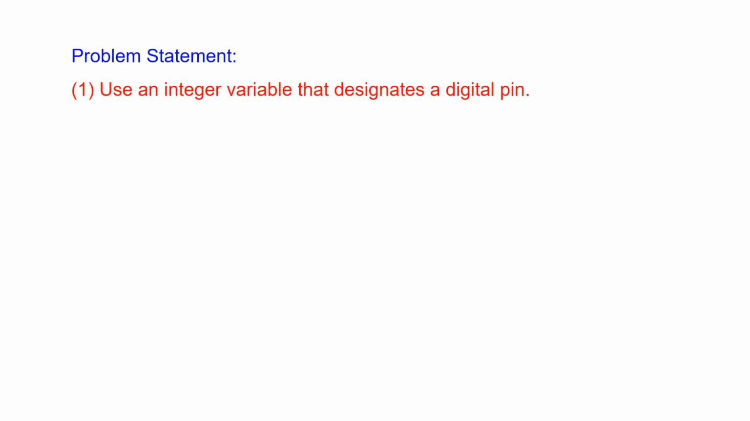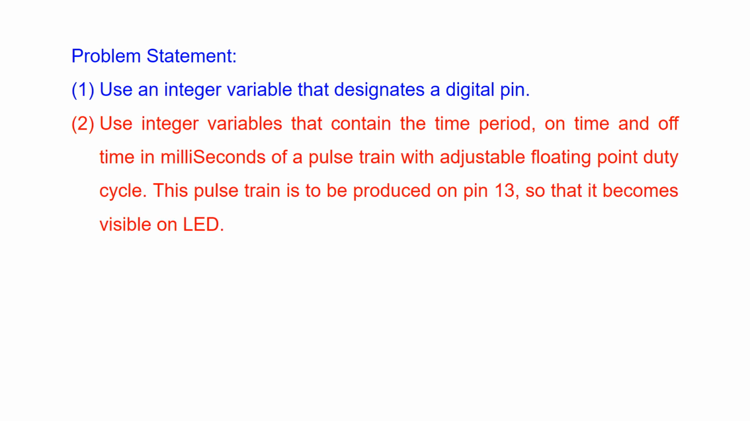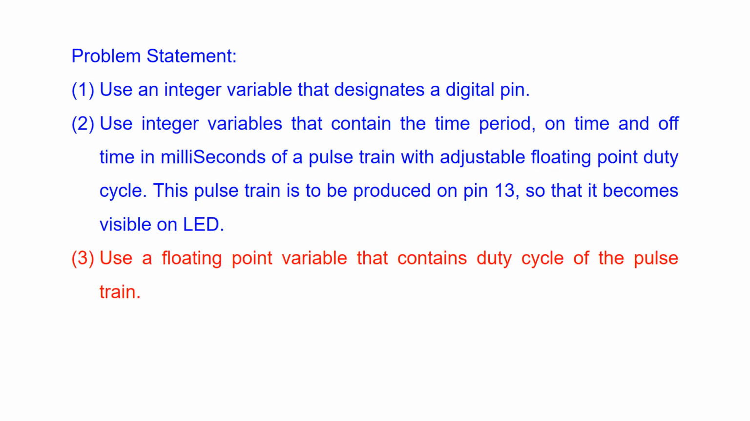Use an integer variable that designates a digital pin. Use integer variables that contain the time period, on time, and off time in milliseconds of a pulse train with adjustable floating point duty cycle. This pulse train is to be produced on pin 13 so that it becomes visible on LED. Use a floating point variable that contains the duty cycle of the pulse train to be produced.